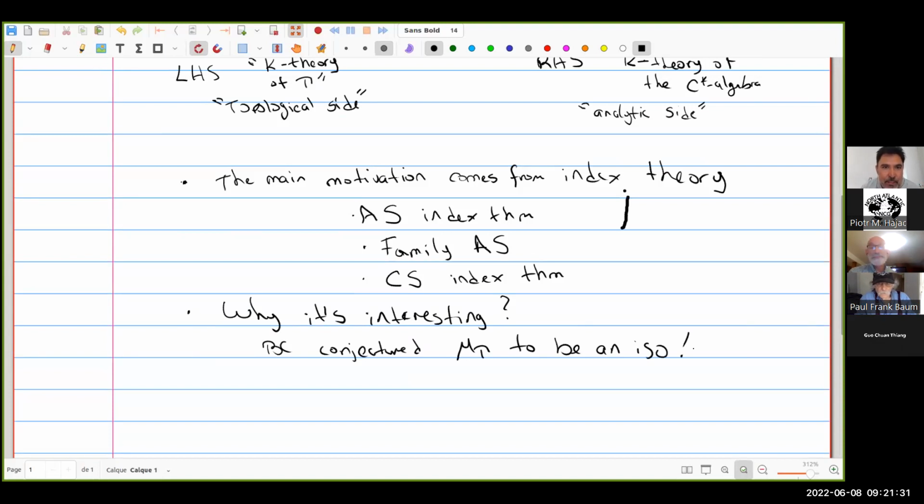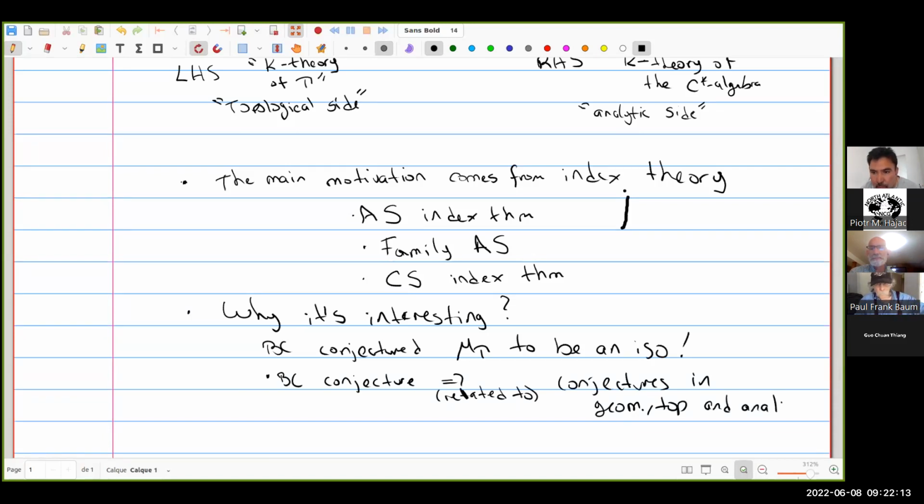The conjecture is still open, even though it is proven for a large class of groups, large families of groups, and sometimes the injectivity, the surjectivity. In fact, why is it interesting? Because the BC conjecture implies, or is at least related to, several conjectures in geometry, topology, and analysis, and I will mention some of them.